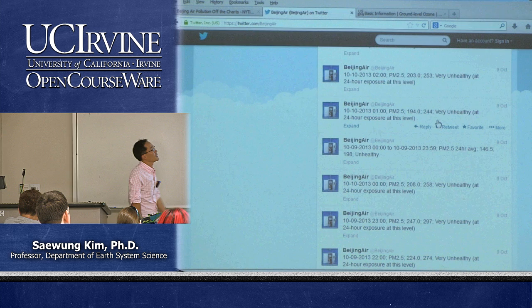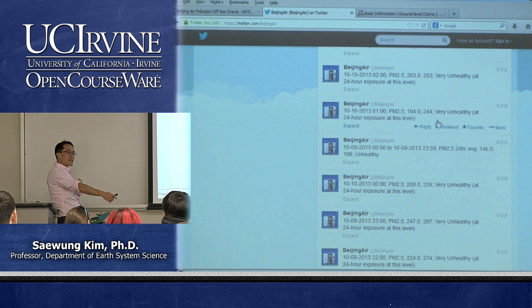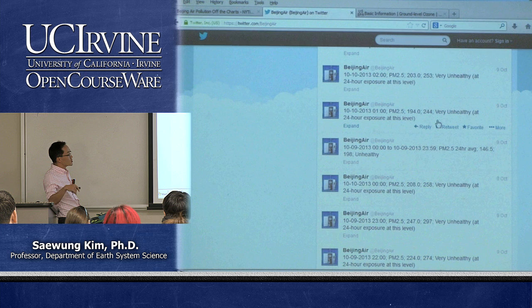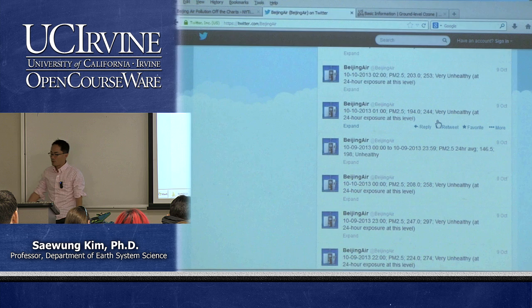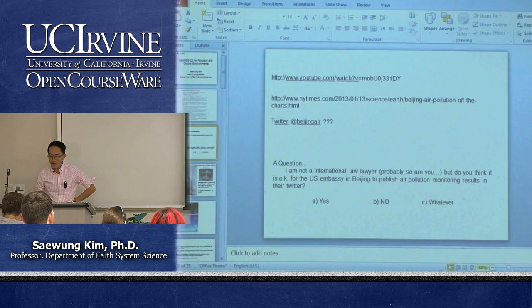So previously, the Chinese government closed the data on air pollutants to the public. But obviously, people in Beijing and everywhere in the world can see the Beijing air quality from data from the instrument that happened to be installed on top of the US embassy.